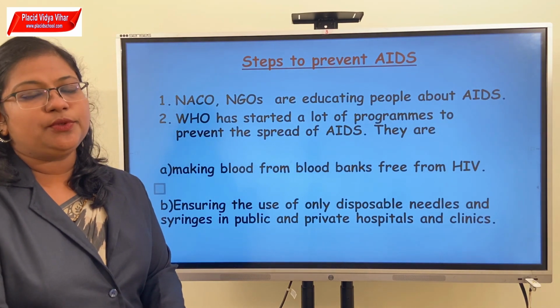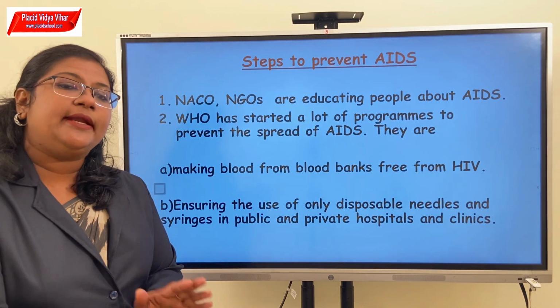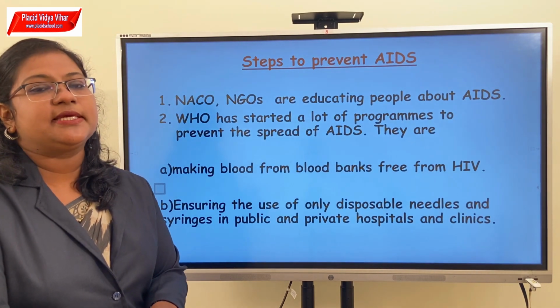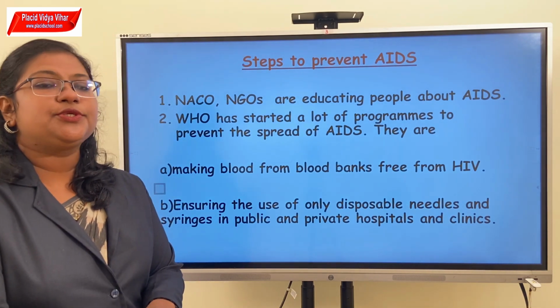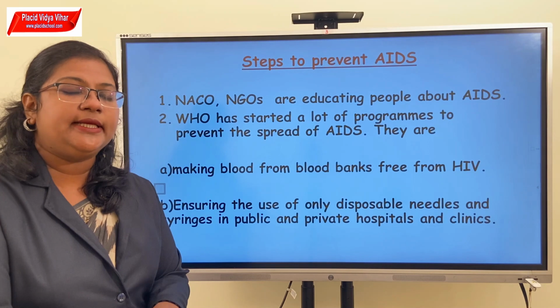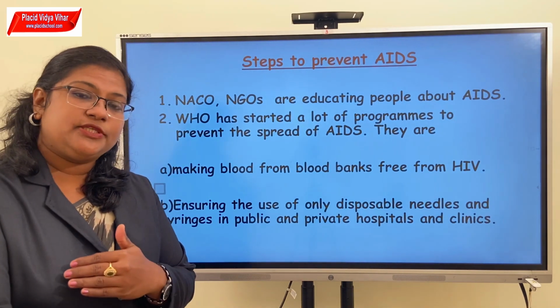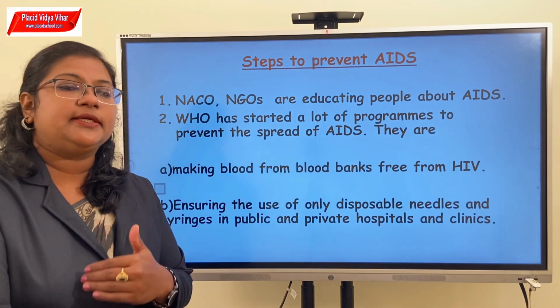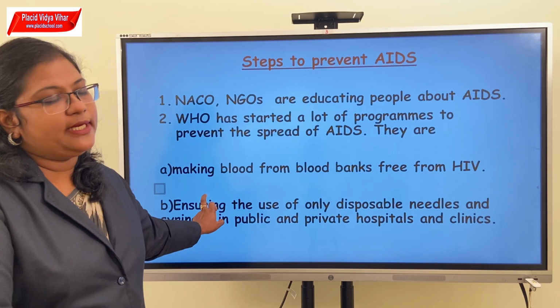Secondly, they have also made disposable needles and syringes, and they have made it mandatory that all the public and private sector institutions which are using these blood samples should use such kind of disposable needles and syringes, because we know the blood which is dried up or which is present in the syringes and infected needles can transmit the disease from one person to another.